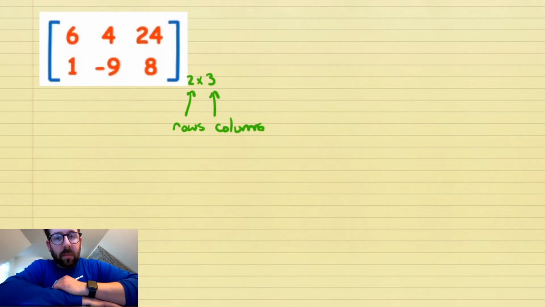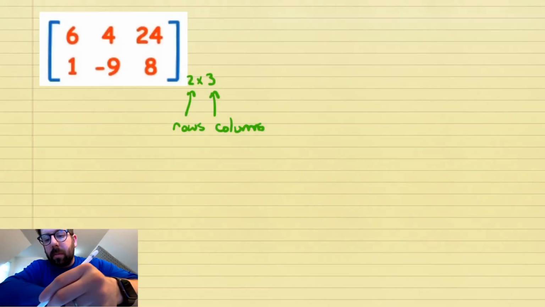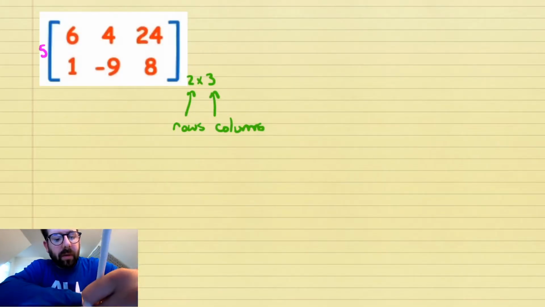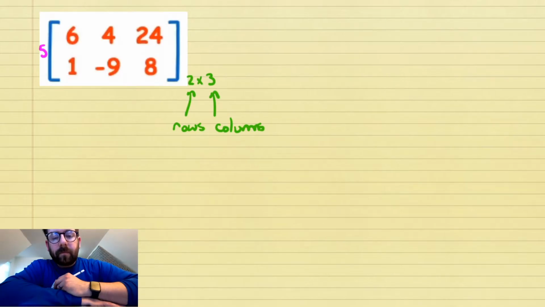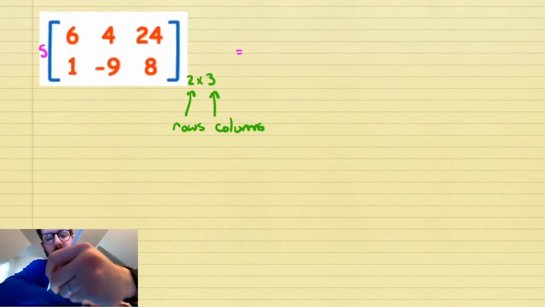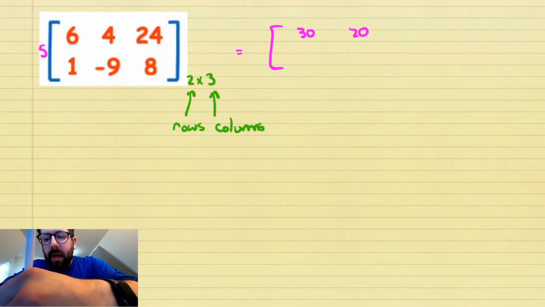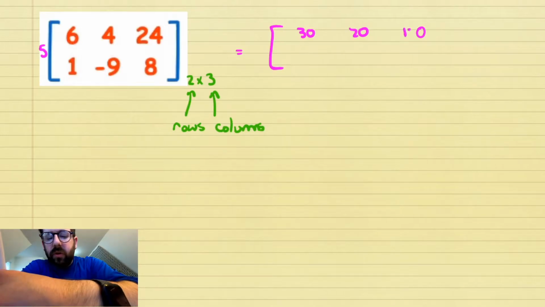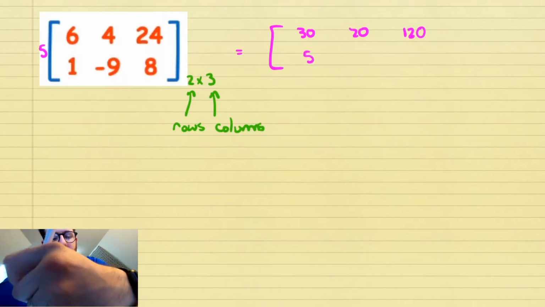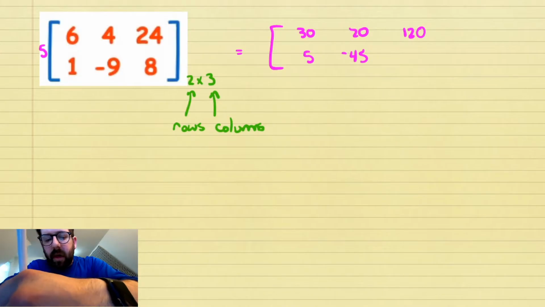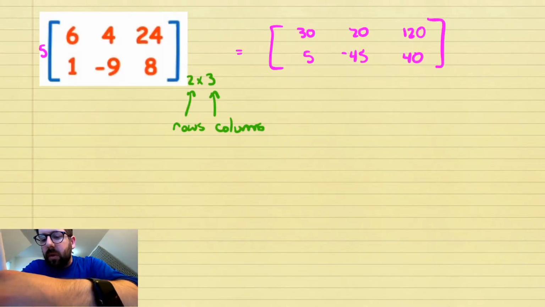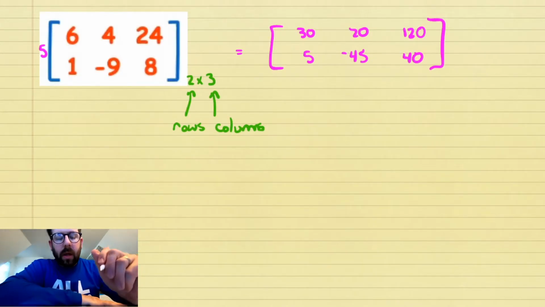But now, if we're going to do scalar multiplication, so let's say I'm going to multiply by a number out front. Let's say I'm going to multiply everything by a 5. We can instantly do that. Scalar multiplication, when you just have numbers out front of matrices, you just multiply every entry in that matrix by that number. So we're going to get a 30, we'll get a 20, 24 times 5 is a 0, carry a 2, that's 120. That's a 5, that's a negative 45, and 8 times 5 is 40. So, all right, there you go.